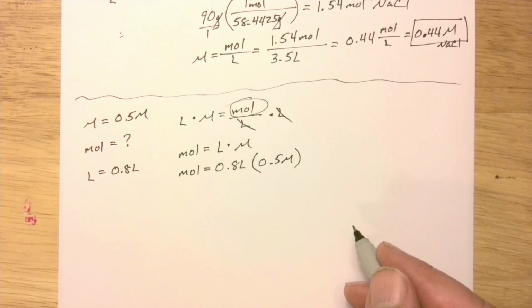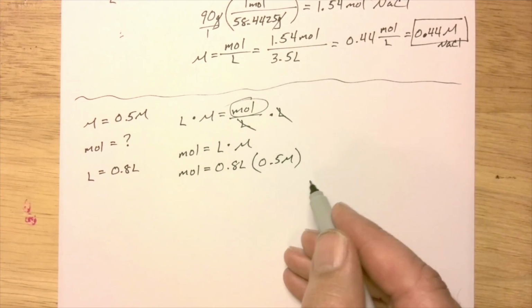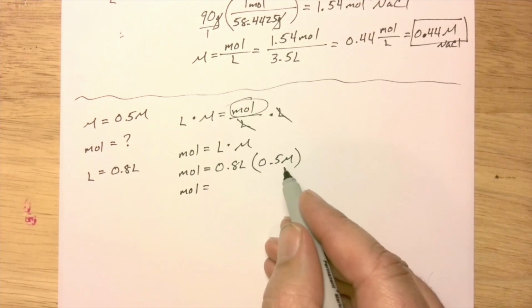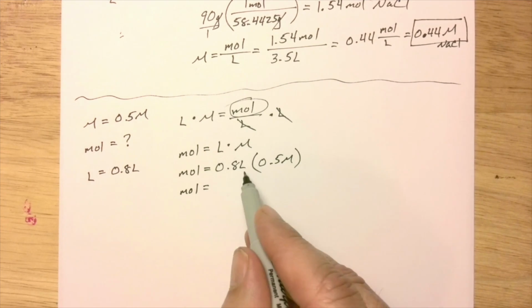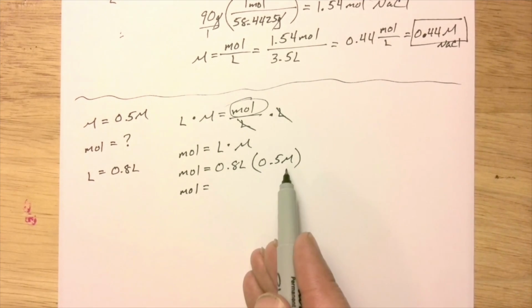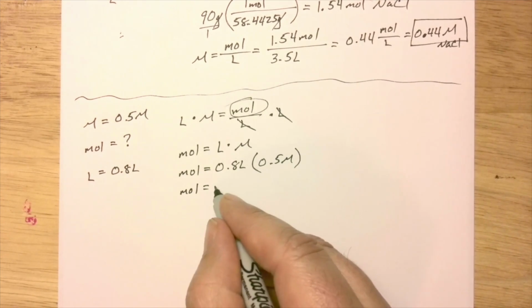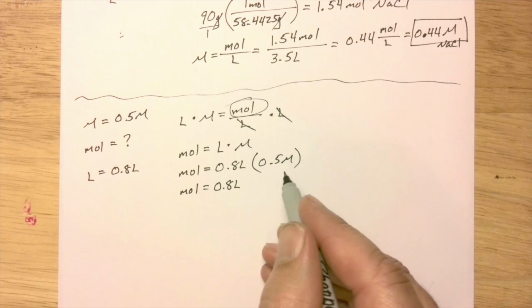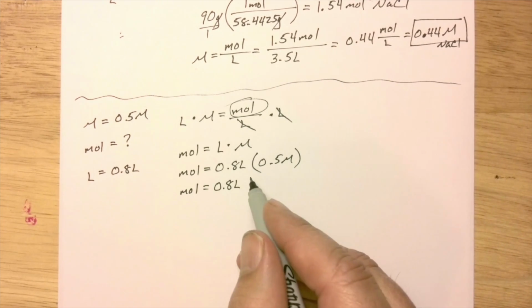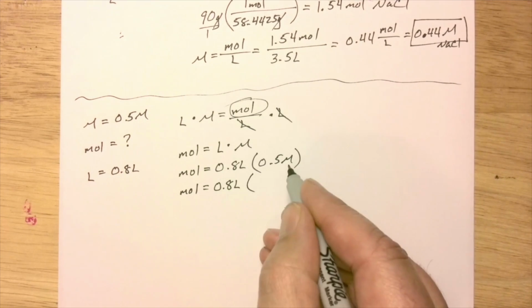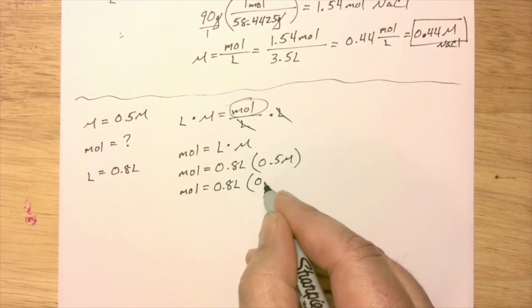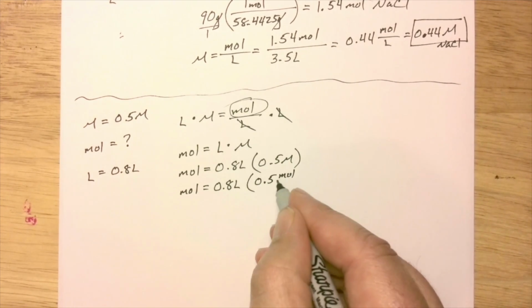Right, now, if you look at the numbers of this, you have 0.8 liters and 0.5 molar. Now, if you look at the units, a liter and molarity doesn't look like anything really is going to be happening with this. But you have to keep in mind, a molarity is a mole per liter, which means that this is actually 0.5 moles over liter.